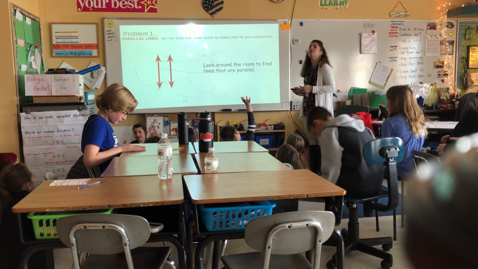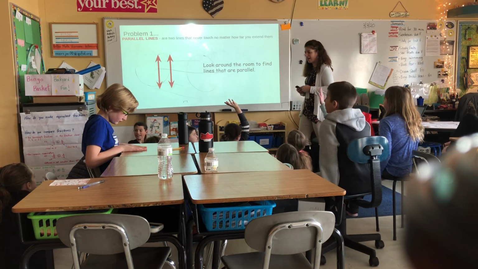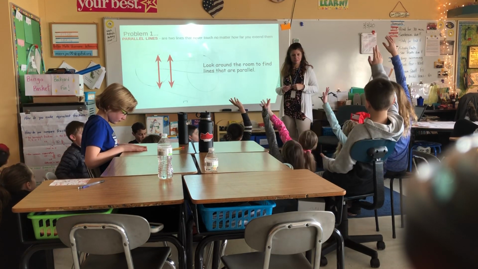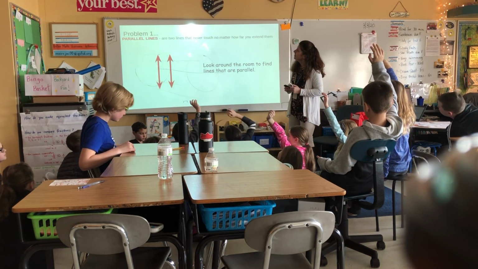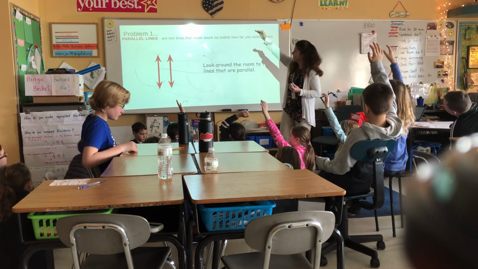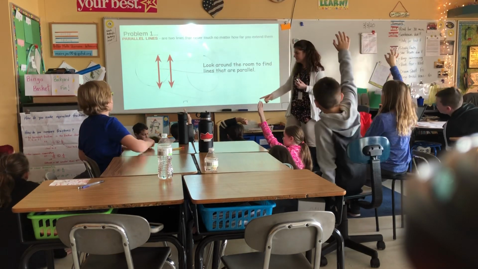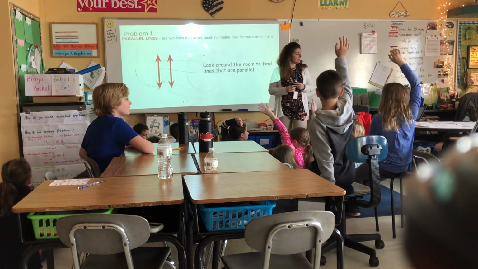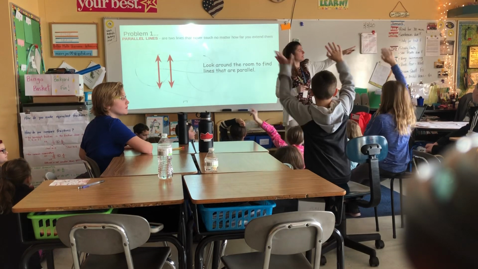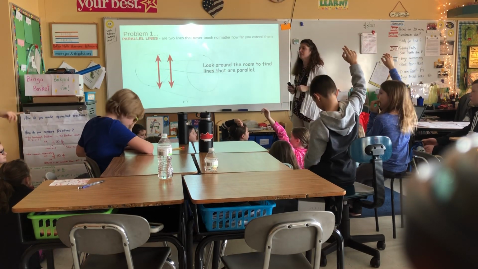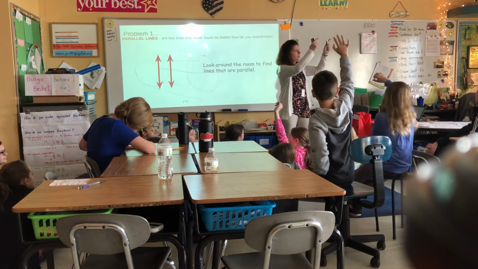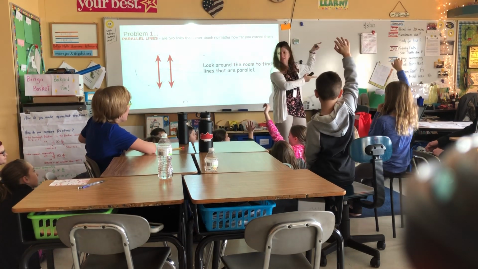So let's look around the room to find a couple of examples of lines that are parallel. McKenna? Yeah, the edges on that, or the spaces in between. Yeah. The calendar lines, the ones that go horizontal or vertical, they never touch. Mary? The windows, they have 2 sets of parallel lines, right?